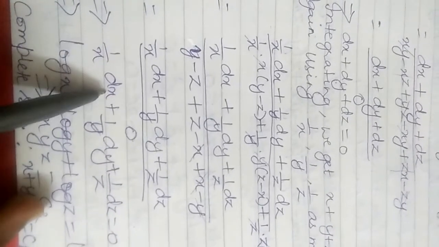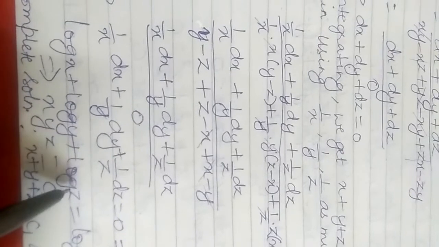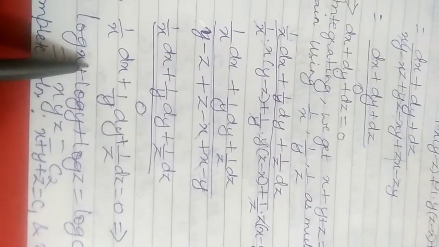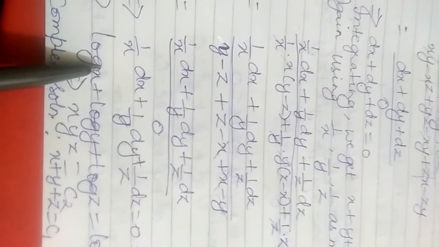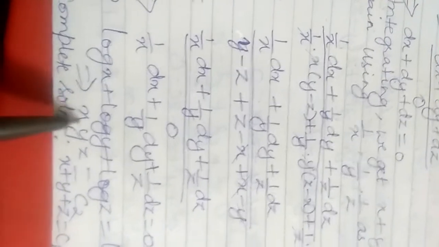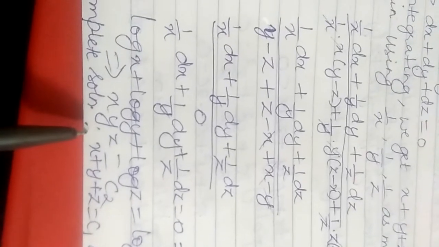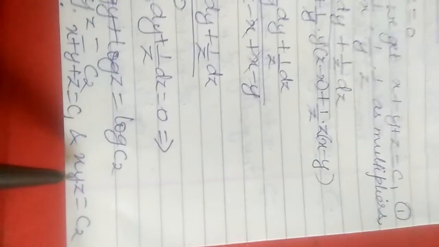That is 1 by x dx plus 1 by y dy plus 1 by z dz equal to 0. Integrate on both sides. That gives us log x plus log y plus log z equal to a constant. The constant is also taken in the form of log since the left hand side is log. By the properties of logarithm, log x plus log y plus log z equal to log xyz equal to log c2, and log gets cancelled on both sides, which gives us xyz equal to c2. Hence the complete solution is x plus y plus z equal to c1 and xyz equal to c2.